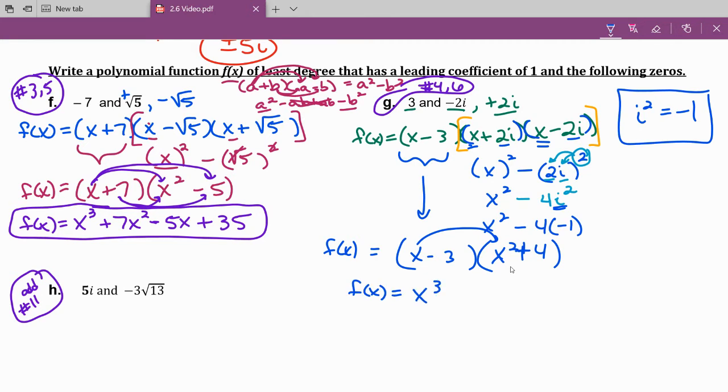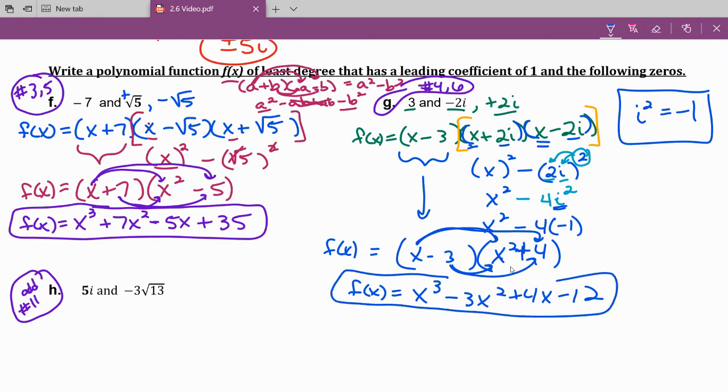And you get x to the third, x times 4. I'm going to leave some space because I have a -3 times x squared that I'm going to want to put first. The x times the 4 is going to be positive 4x, and your -3 times 4 is a -12. So now we have our polynomial in standard form.